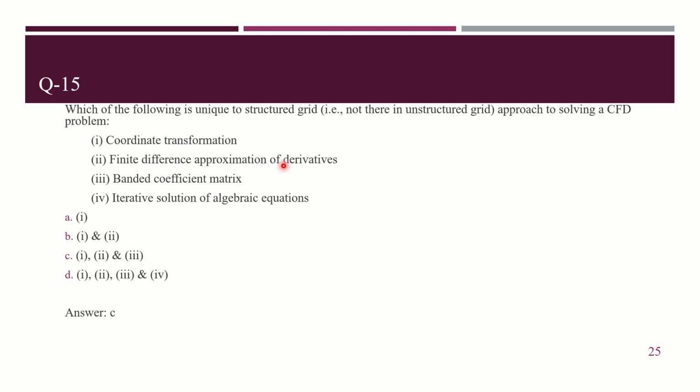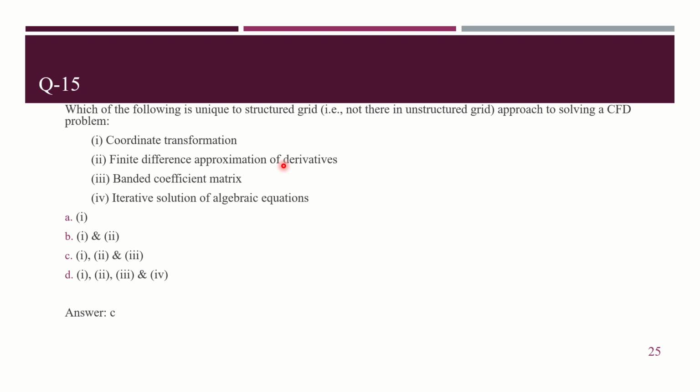In question 15 we have, which of the following steps is unique to structured grid, that is not there in unstructured grid approach to solving a CFD problem? So what is the uniqueness in structured grid which is absent in the unstructured grid when we are dealing with getting a solution for the CFD problem? The first one is coordinate transformation, second one is finite difference approximation of derivatives, third one is banded coefficient matrix, fourth one is iterative solution of algebraic equations.